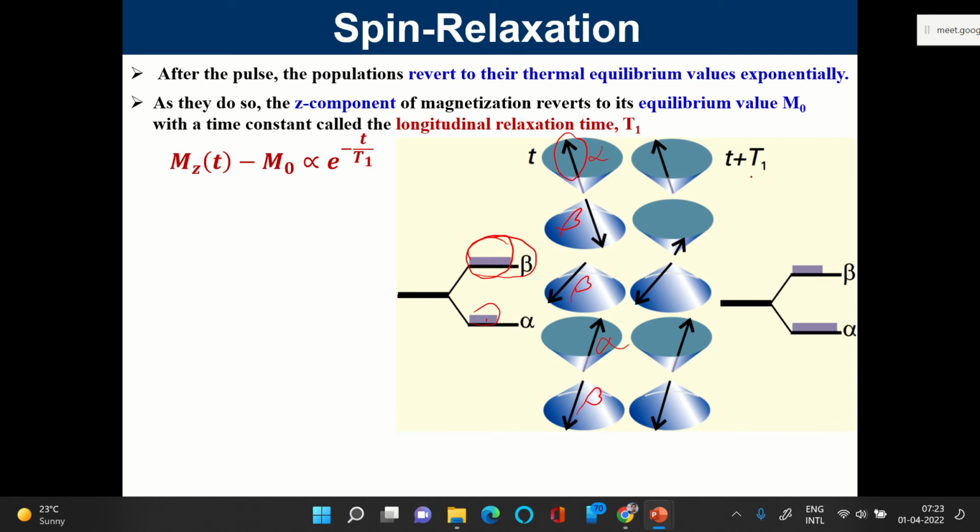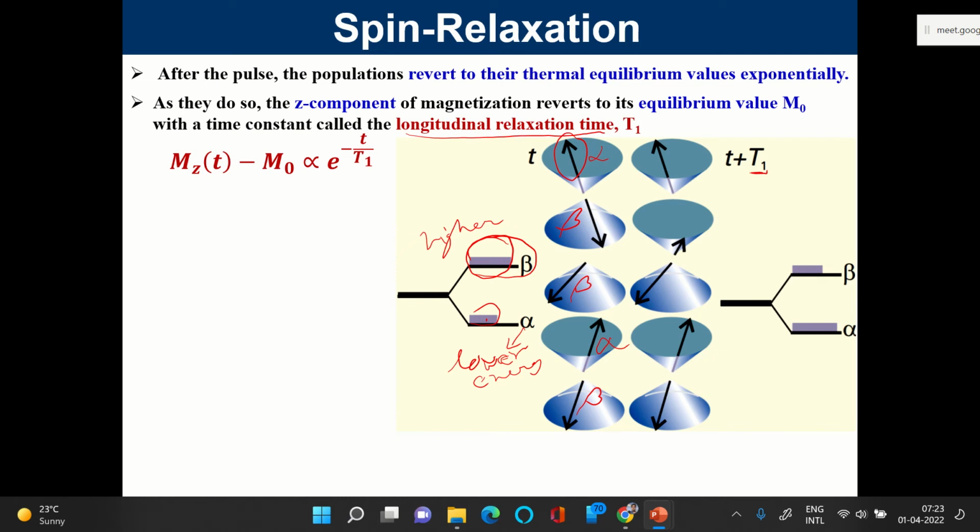Now after time t1, the time constant that we have defined, called the longitudinal relaxation time, what happens? This alpha spin state we have defined, in the case of a plus half spin nucleus like a proton, is the lower energy state, and this is the higher energy. This is what has already happened immediately after the application of the pulse.